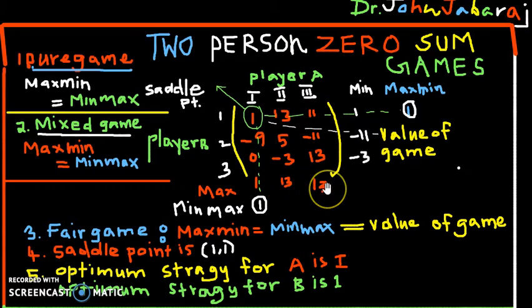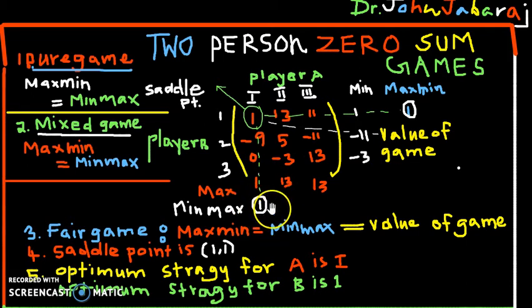So what is his aim? Player A's aim is that he wants to minimize his maximum loss, because he is in the losing situation. So among these maximum losses, the minimum is 1. Okay, the minimum is 1.